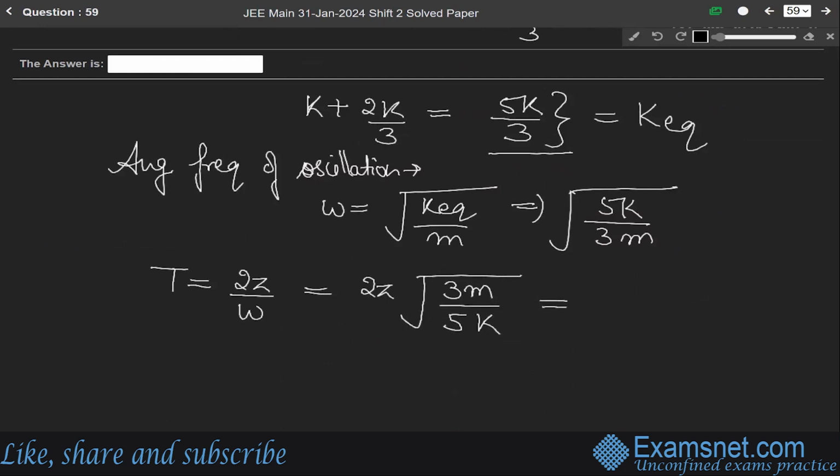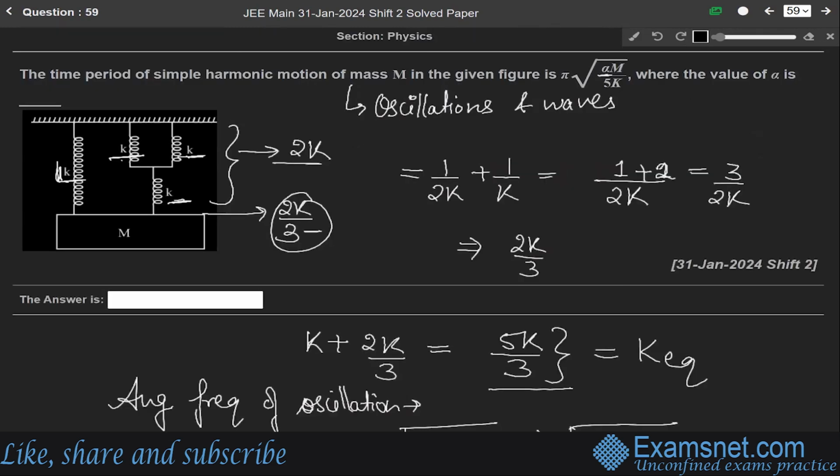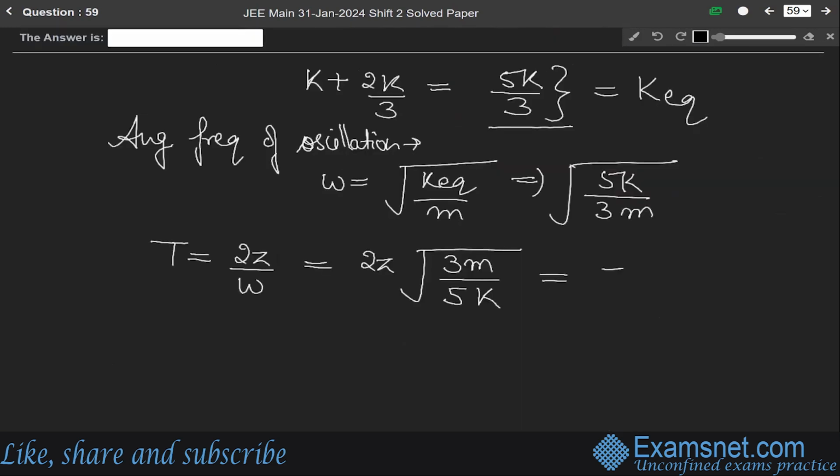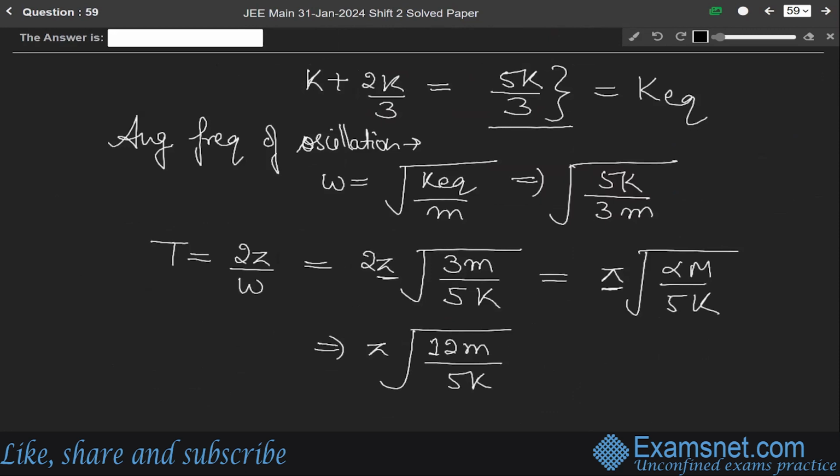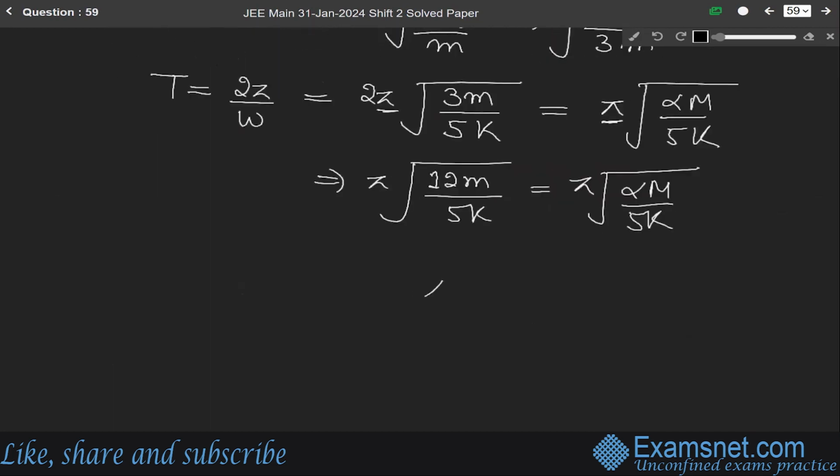Now comparing it with that given in the question, pi under root alpha m over 5k. Since outside the root here it is only pi, multiplying 4 into 3 means 12m over 5k is equal to alpha m over 5k. Now comparing these two, we get the value of alpha, that is 12. This is our desired answer.